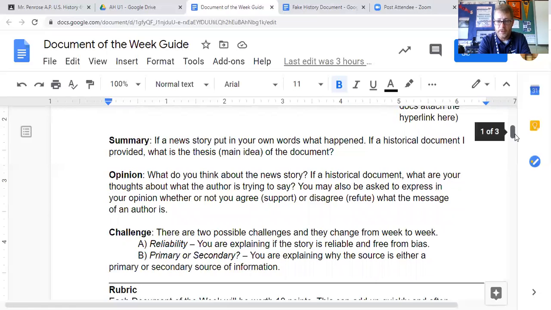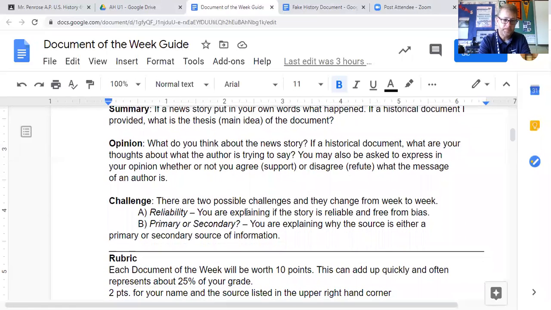And then there's a challenge. Now, don't get confused about the challenge. It's based on one thing and one thing only. 99% of the time, it's going to be based on whether it's a newspaper or a document I give you. If I give you a document, which is what I'm going to do this week and next week, I say, is it primary or secondary? I teach that next week. You're just explaining, oh, this was from somebody who was there or from somebody who was removed from the event. You just say that and why, and you're done.